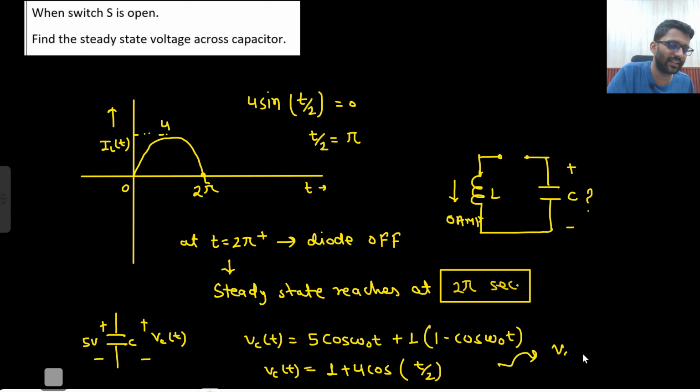So what was the time of steady state? That was 2 pi. So at the time of steady state, what would be the voltage here? That would be 1 minus, putting t equals 2 pi here, so it would become pi, and cos pi is minus 1.